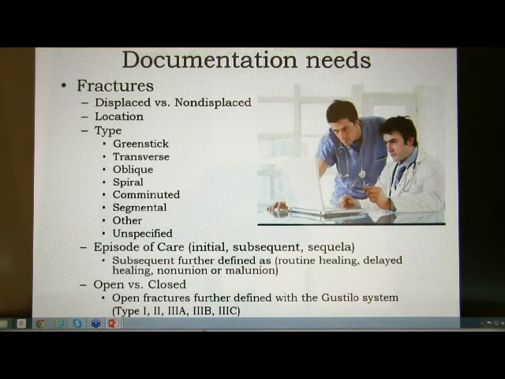When we talk about fractures, most of this is the same whether it is a traumatic versus a pathological fracture, the difference being just the category or chapter that these codes reside in. So for fractures in ICD-10, we're always looking for definition, whether it's a displaced or non-displaced fracture, the location or the bone that's affected by the fracture, and what type of fracture.